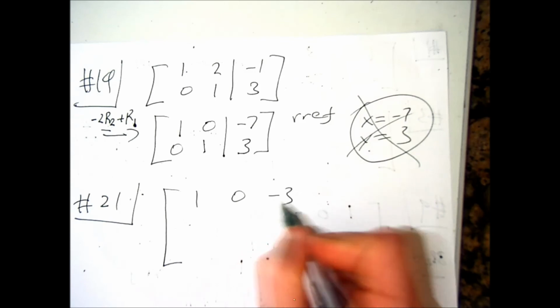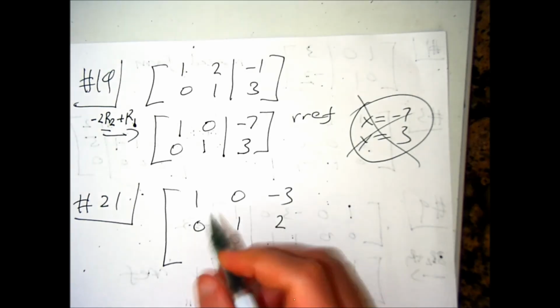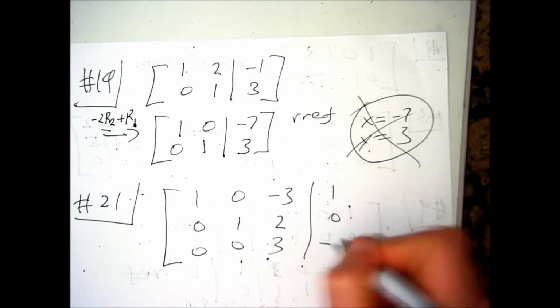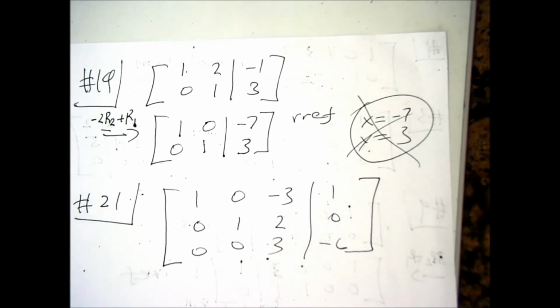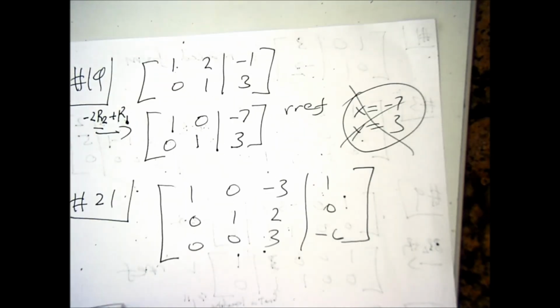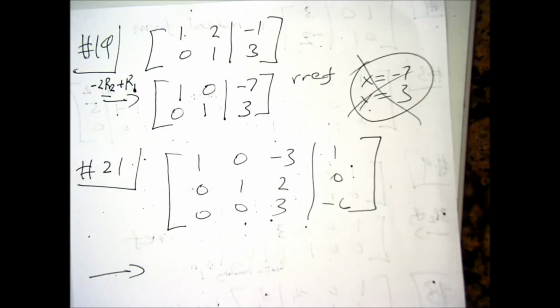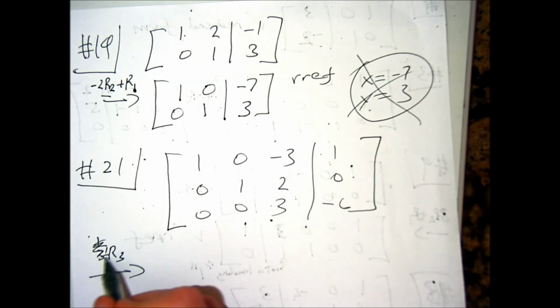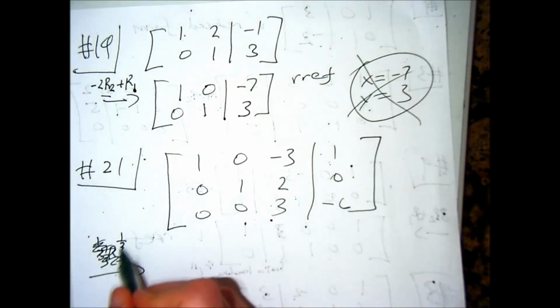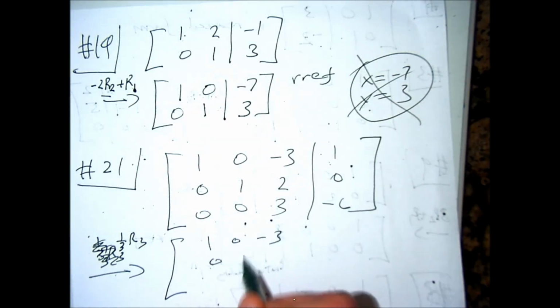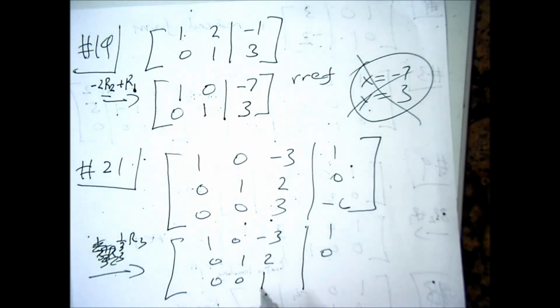1, 0, negative 3, 0, 1, 2, 0, 0, 3, vertical bar, 1, 0, negative 6. So this is not quite in reduced row echelon form. There's a couple steps needed here. If I divide the third row by 3, oops, 1/3 row 3. So everything else just gets copied down. This becomes a 1, which we like.